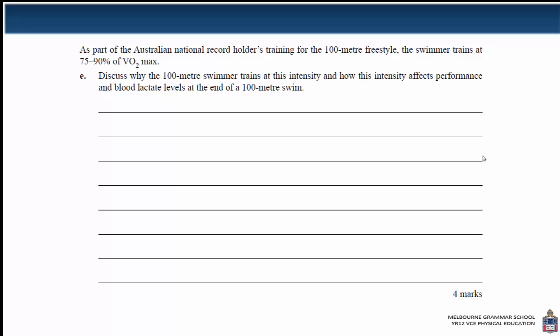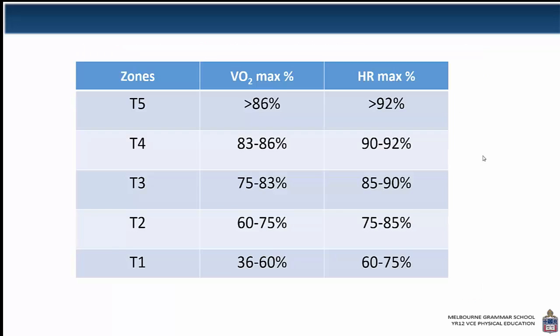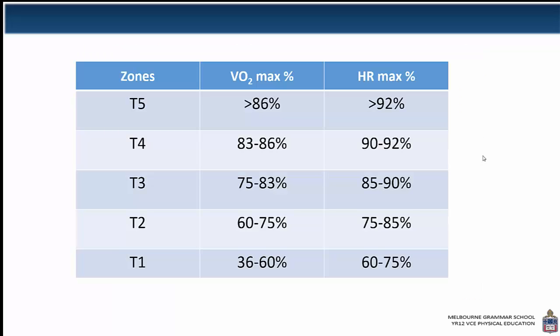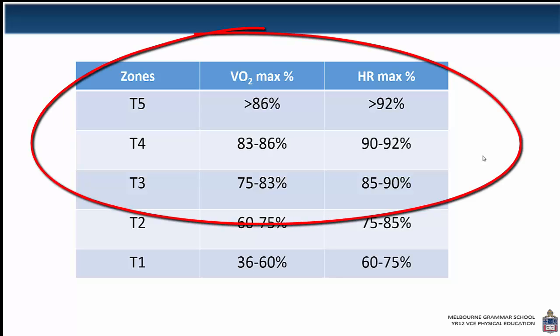So firstly, we need to work out 75 to 90% of VO2 max. We know that it's around 85% of heart rate max that is lactate inflection point. So let's have a look at what 75 to 90% of VO2 max is. You can see that if we're looking at our VO2 max, we're looking at somewhere between T3 and T5. T stands for training zones. Different training zones achieve different outcomes.